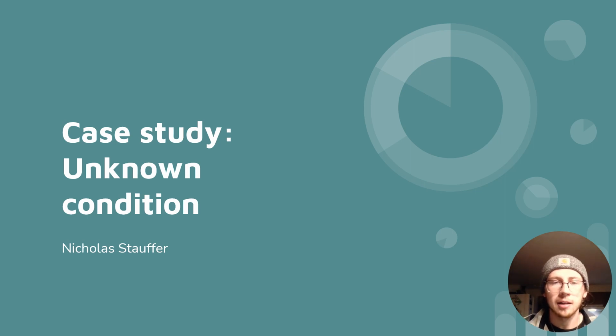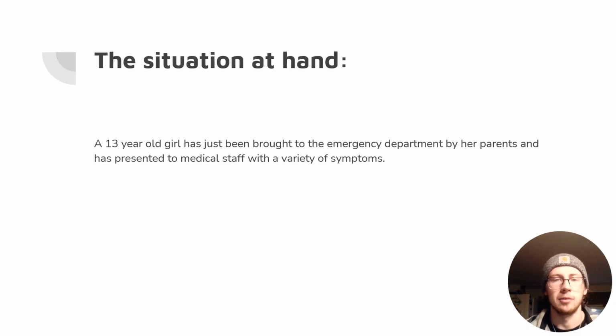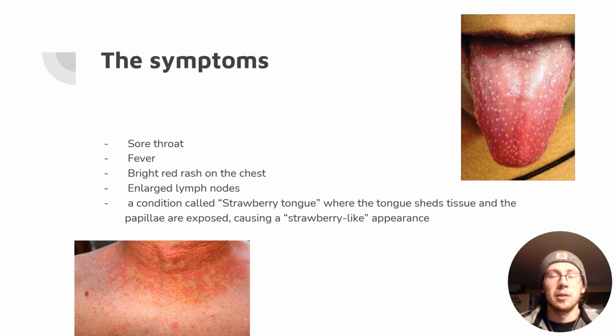Here we have a case study of an unknown condition that I'm presenting based on my paper. So the situation at hand is that a 13-year-old girl has been brought to the emergency department by her parents, and she has a variety of different symptoms that we will see on this next slide. So her parents brought her here specifically because of two reasons that are very characteristic symptoms of the disease that I'm talking about.